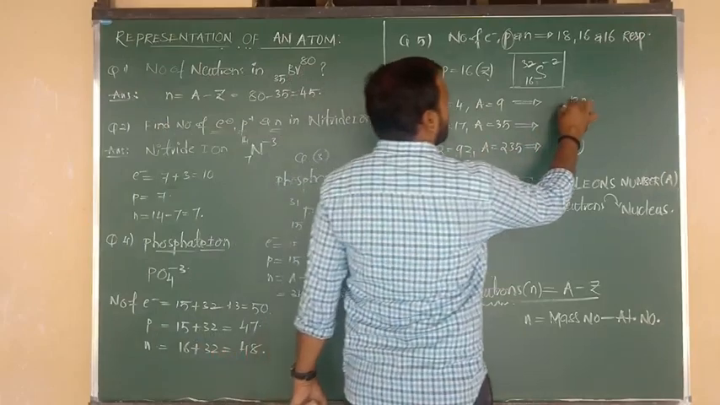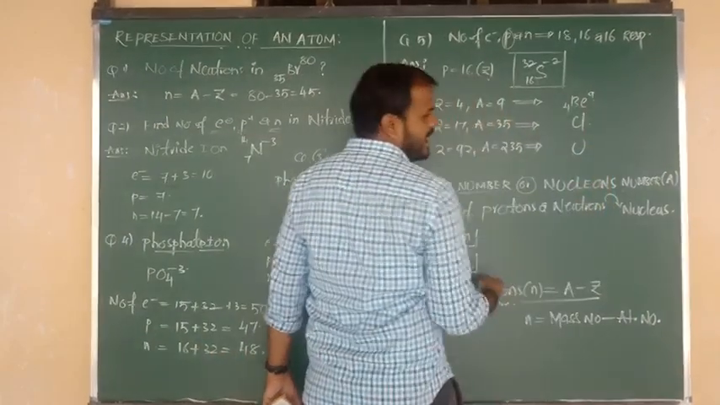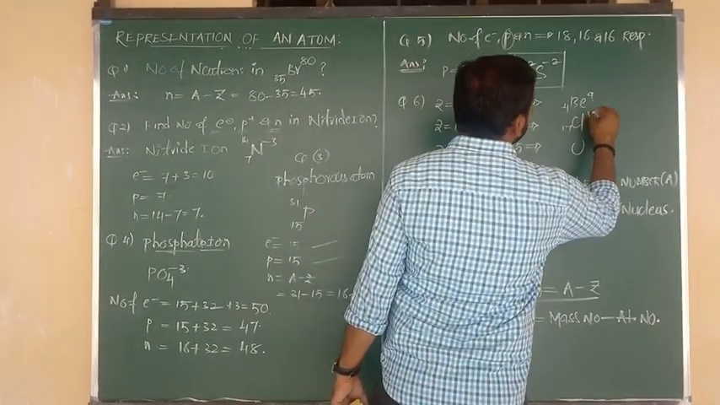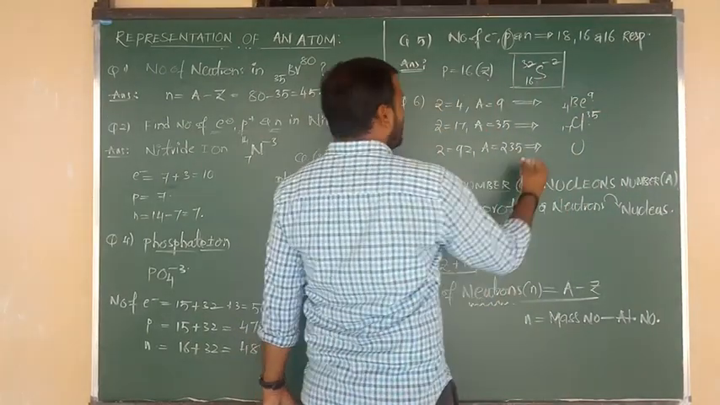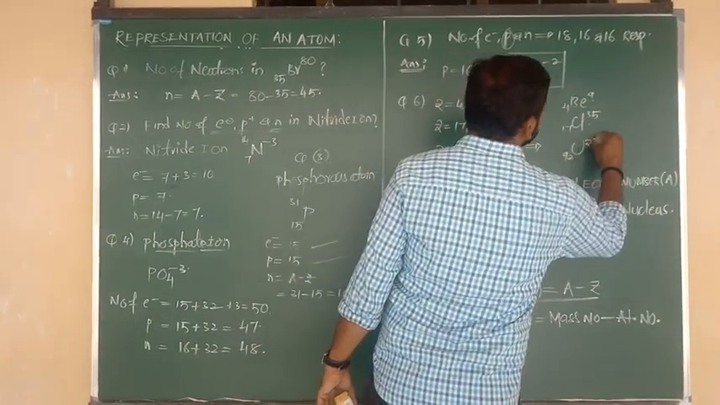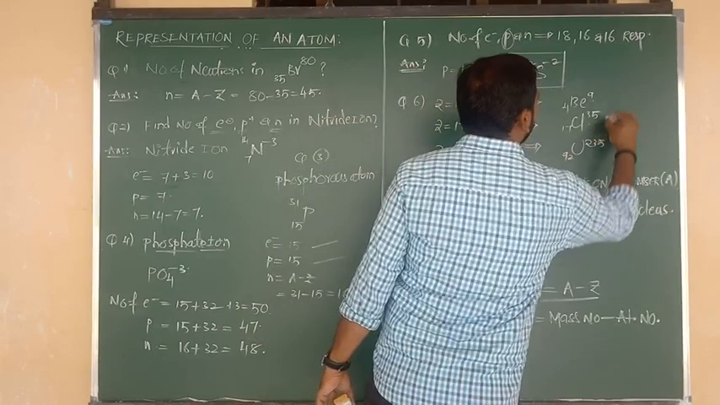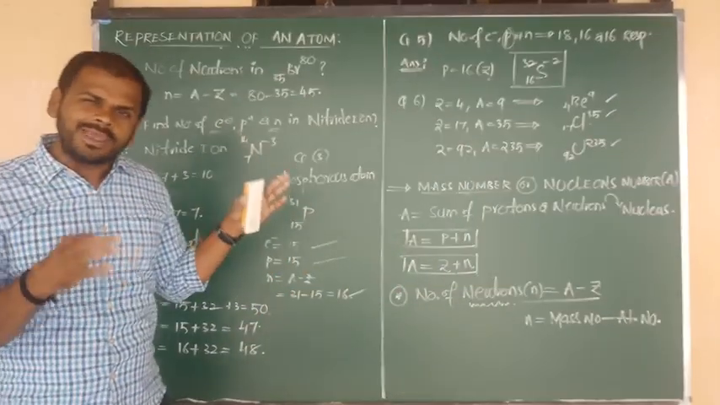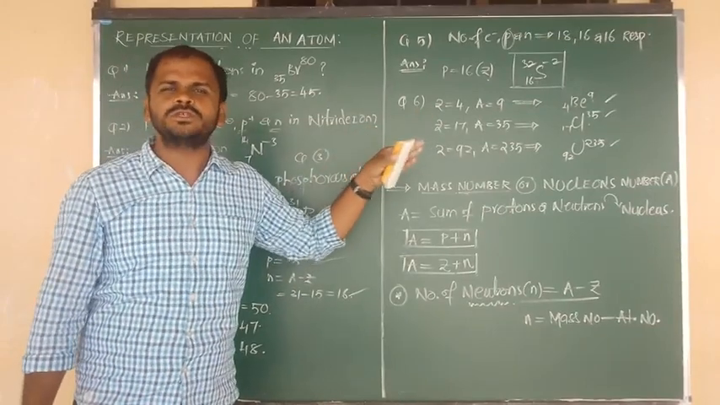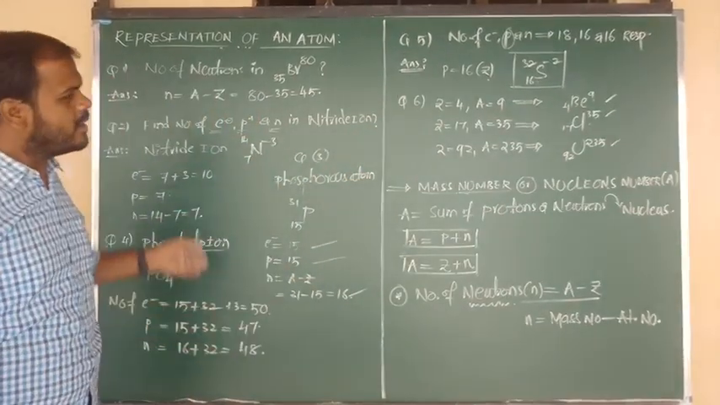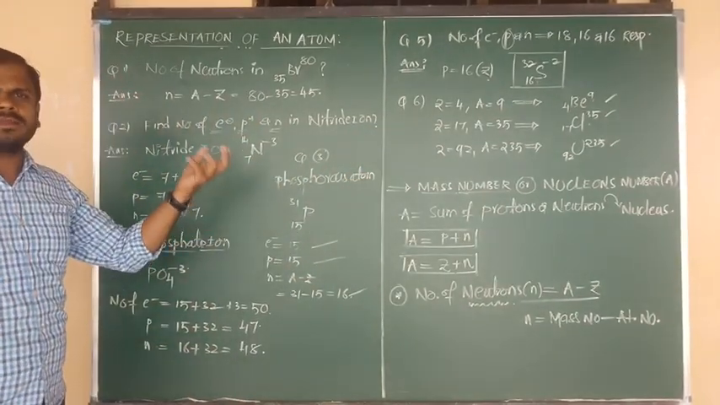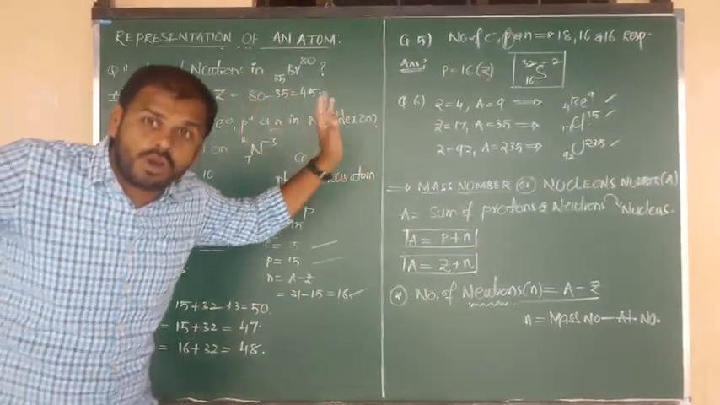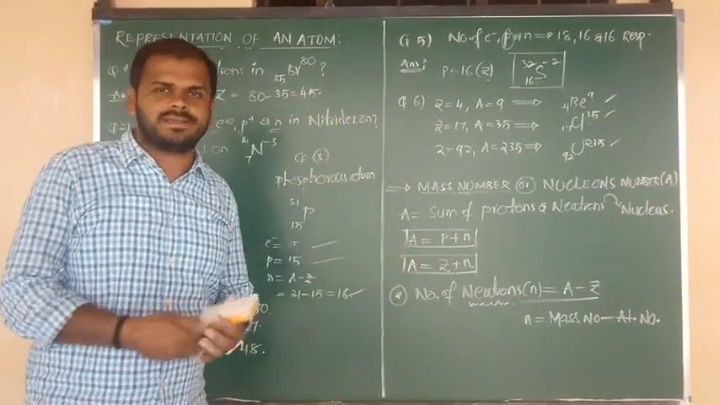Okay, atomic number is 4, mass number is 9. Atomic number is 17, mass number is 35.5. Atomic number is 92, mass number is 235. In that manner, we have to be ready. We can represent the symbol of the respective atom or element. Okay. So not only this, in that manner so many questions were repeated in previous competitive exams and also in theory exams.